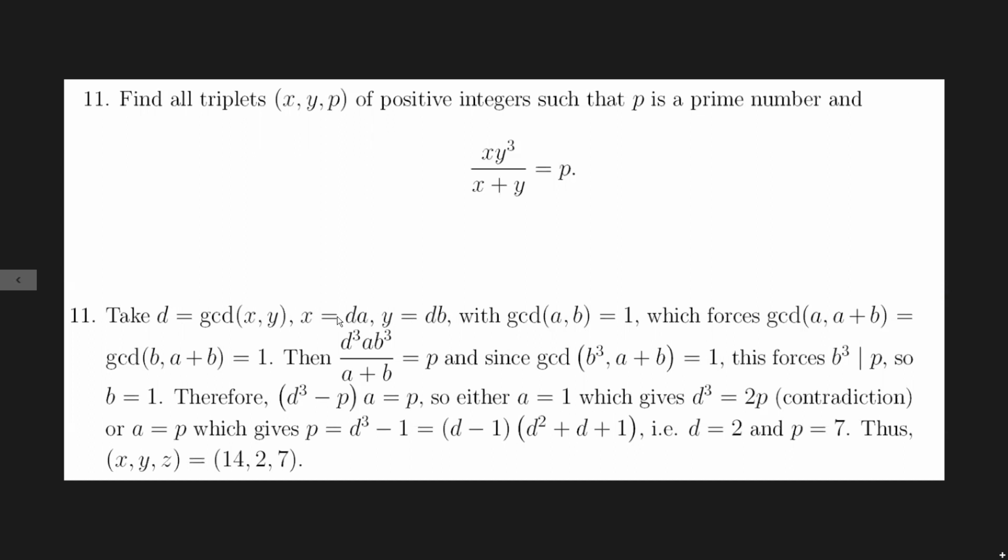Now, because d is the GCD, it means that a and b have to be relatively prime. Because if they had a common factor, then D wouldn't be the GCD. There would be something higher than D dividing both of them. Right? So once you do this, automatically the GCD of A and B is 1.